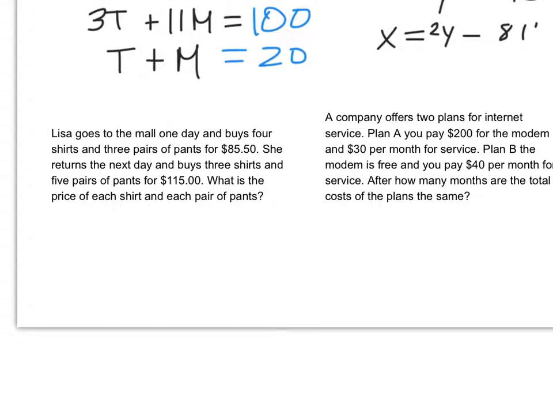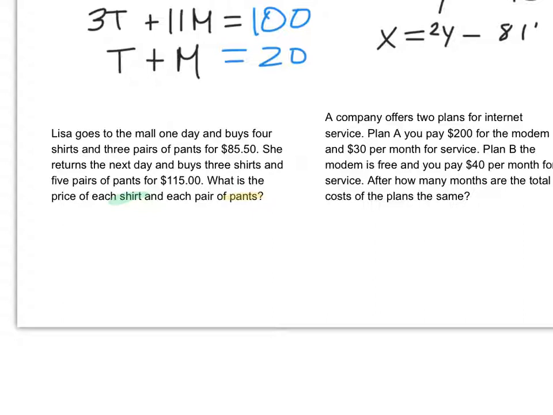Lisa goes to the mall one day and buys 4 shirts and 3 pairs of pants for $85.50. She returns the next day and buys 3 shirts and 5 pairs of pants for $115. What is the price of each shirt and pair of pants? So I'm going to use P and S for my 2 equations.